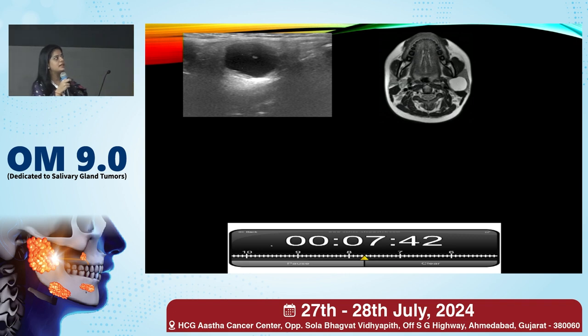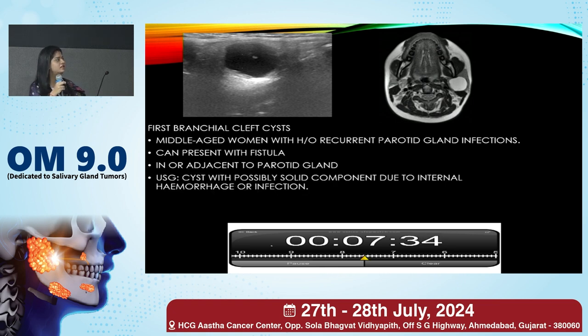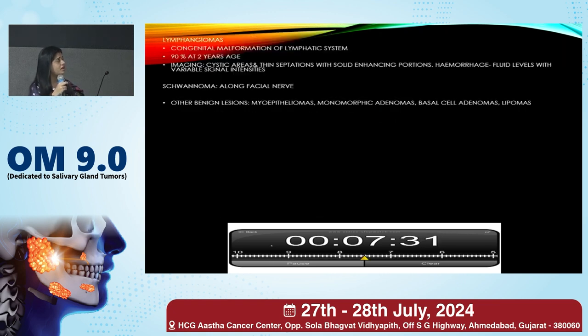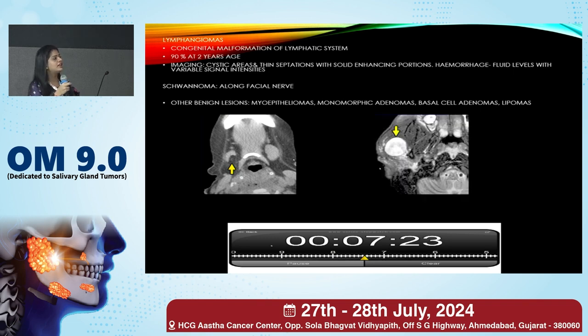Next is the first branchial cleft cyst. It can present in children or in females. The imaging can vary depending on the level of infection. Others are lymphangiomas. Then there could be a lipoma in the submandibular gland or any other salivary gland, or there can be a schwannoma along the course of the facial nerve.